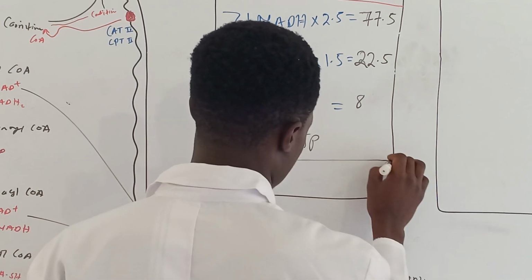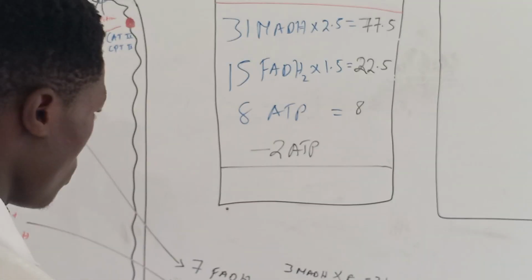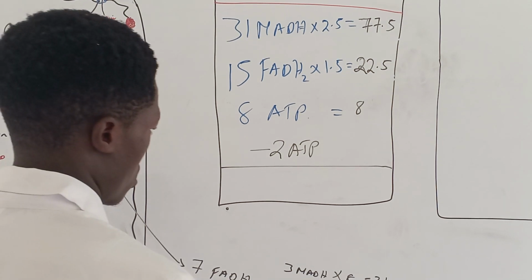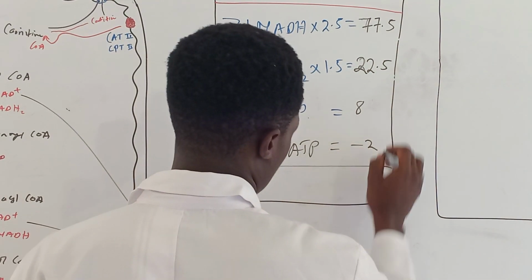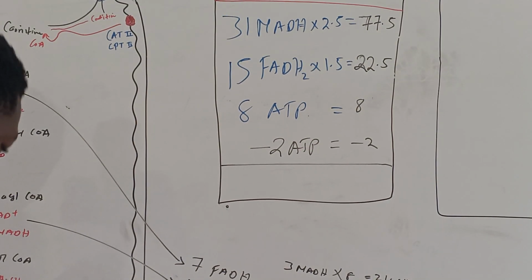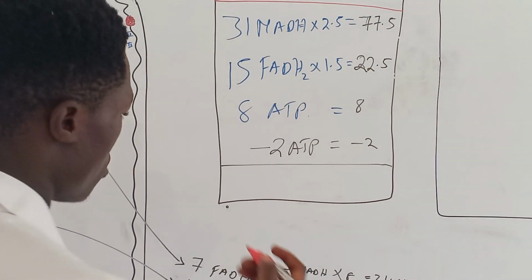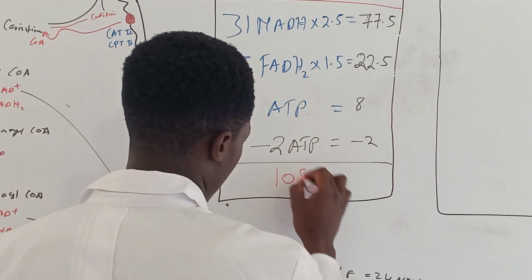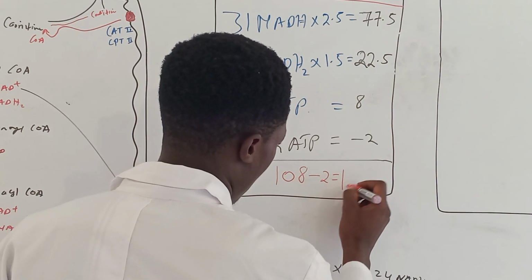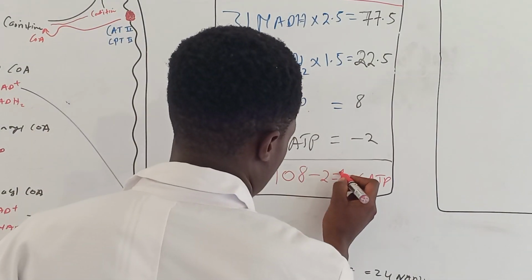Now, let us get the total. Alright. So we are going to have 77.5 plus 22.5 plus 8. That's going to be 108 ATP. But now we are going to subtract 2. So we are going to have 106 ATP. Alright. That's good.